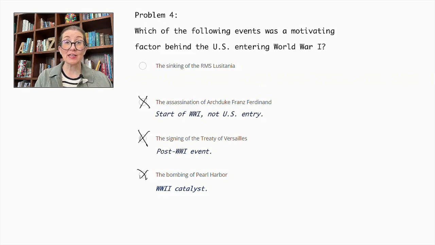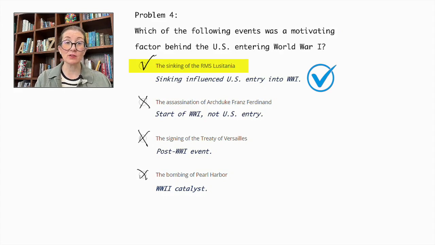The correct answer is the sinking of the RMS Lusitania. The Lusitania was a British ocean liner and was sunk by a German U-boat in 1915, resulting in the deaths of 1,198 passengers, including 128 Americans. This event significantly influenced public opinion in the United States and contributed to the decision to enter the war in 1917. Therefore, the sinking of the RMS Lusitania is the correct answer here.